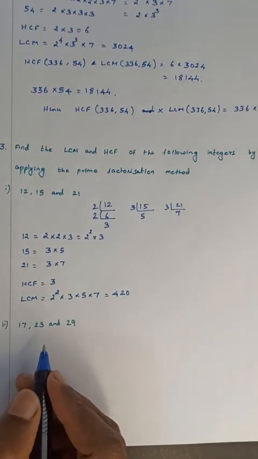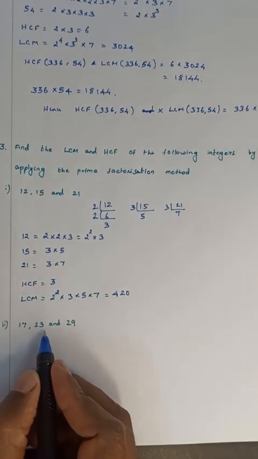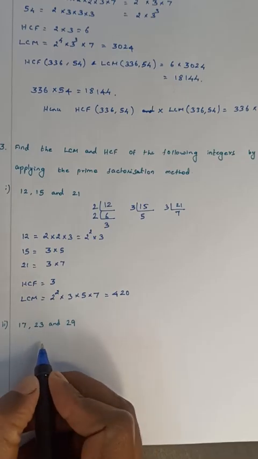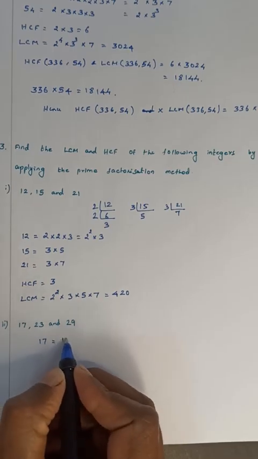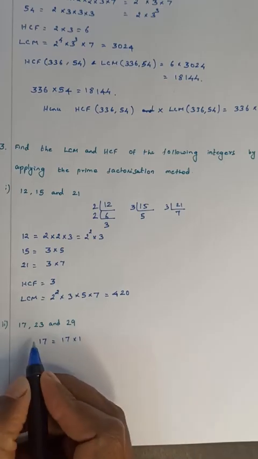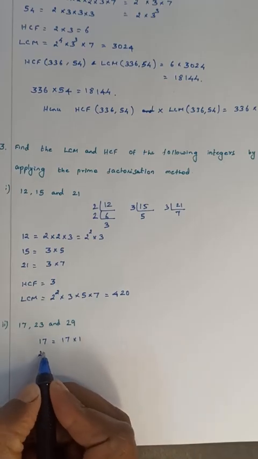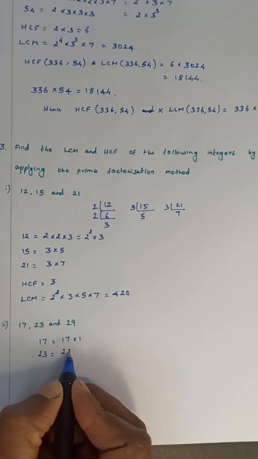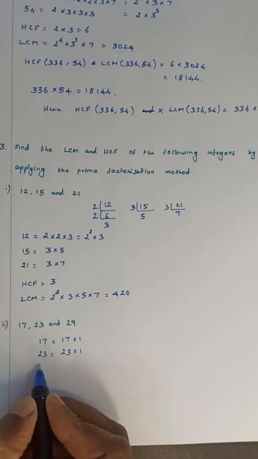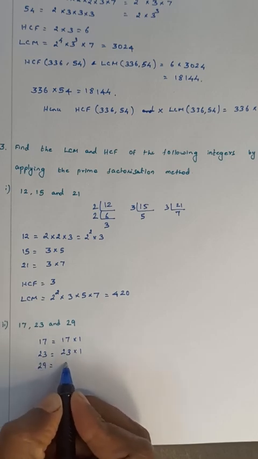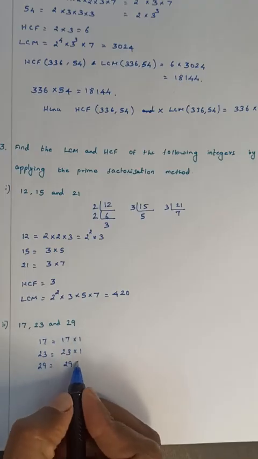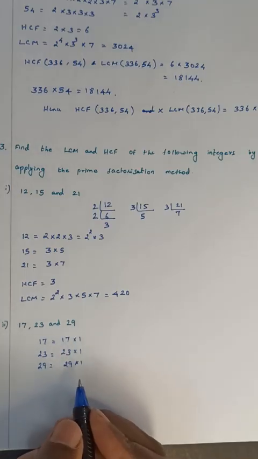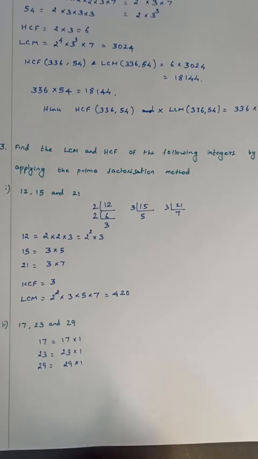Next, subdivision 2: 17, 23 and 29. 17 is a prime number, so we can write it as 17 into 1. 23 also is a prime number, we get 23 into 1 only, and 29 also is a prime number, so it is not divisible by any other prime number, so it is 29 into 1.